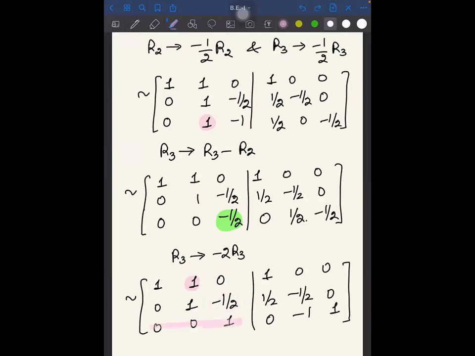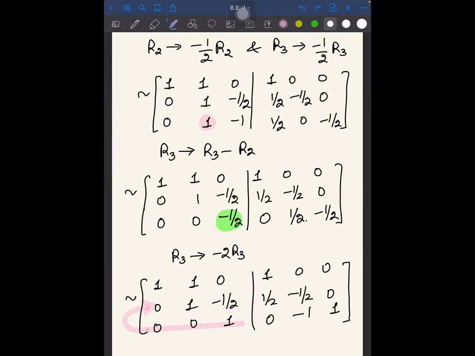You already have this 0 0 1. This 0 will not disturb this entry. So you simply multiply this row. That means you simply multiply R3 by half and add it to R2. Then of course we'll get 0 over here, so that when we operate on R1, it will not make a non-zero entry over here. It will not disturb this entry.